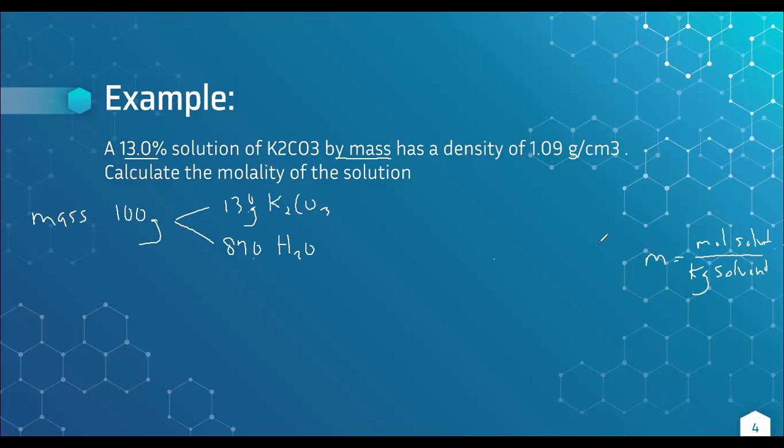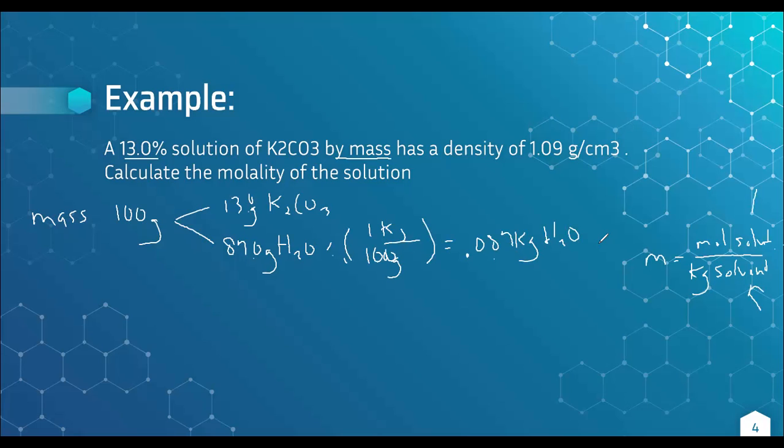Okay, so this is grams, right? We can multiply this times a conversion factor of 1 kilogram per 1,000 grams. This is 0.087 kilograms, okay? So that's my kilograms of solvent. This is H2O. That's my denominator here. So we have that bit of information.